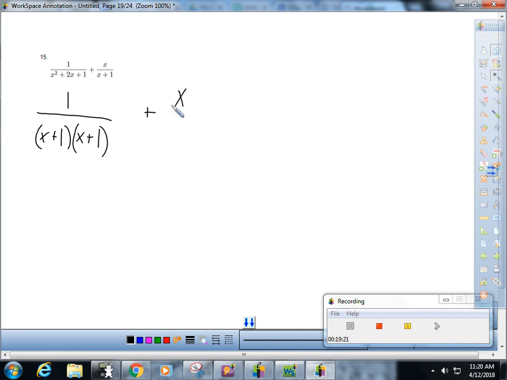And this is x over x plus 1. So now we realize, what is the fraction on the right missing? It's missing an x plus 1. Very good. And I'm only allowed to multiply by 1, so that's the version of 1 that I multiply by. So we are left with 1. I'll rewrite the whole thing.